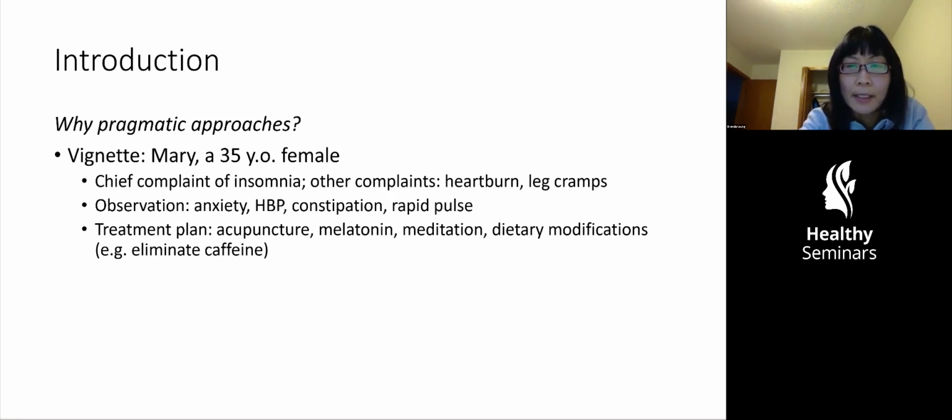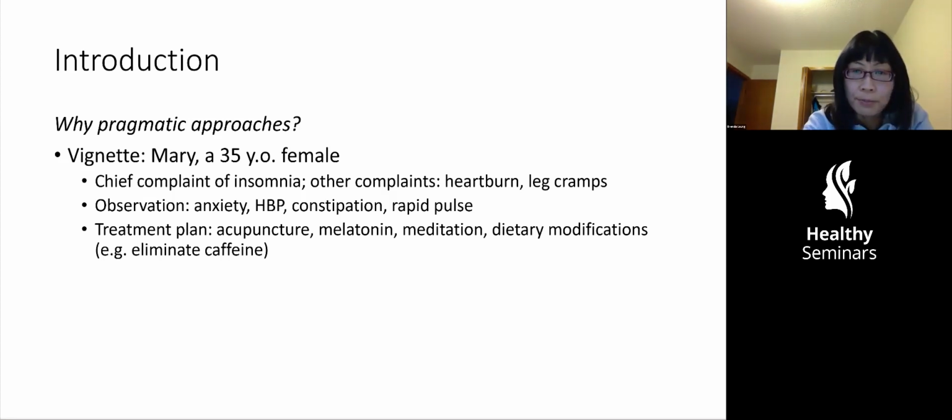Typically in a naturopathic practice or with other traditional medical practices, the treatment plan is not a prescription for one particular drug. The protocol involves multiple layers, a multifaceted treatment plan. In this hypothetical example, we may use acupuncture, we may prescribe melatonin to help with her insomnia, we may prescribe meditation, some relaxation techniques, and dietary modification.